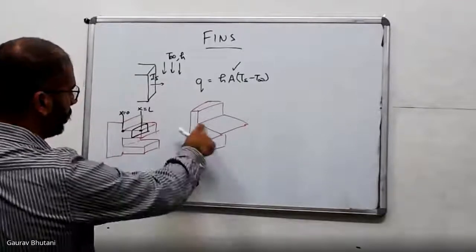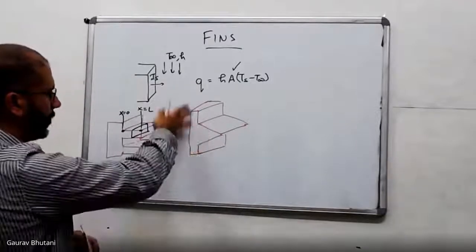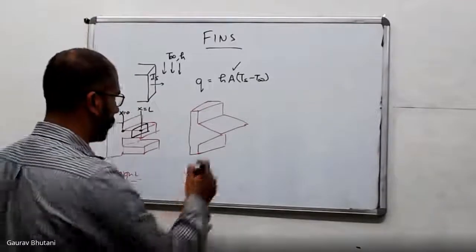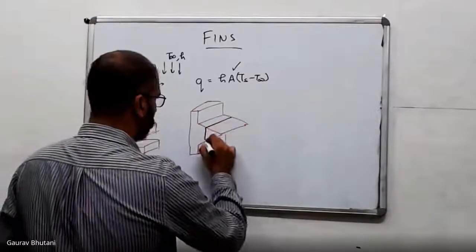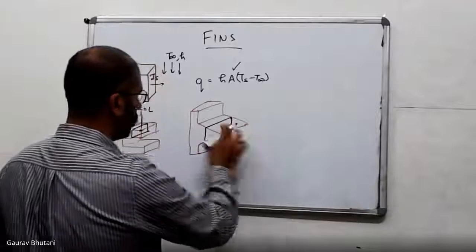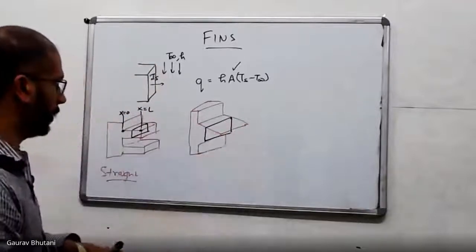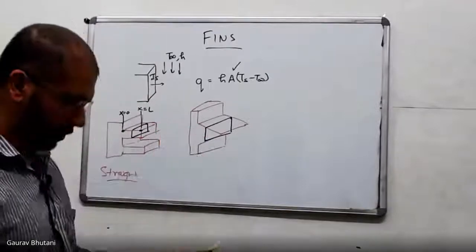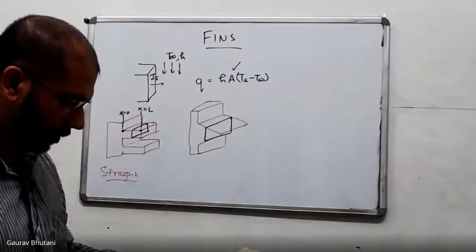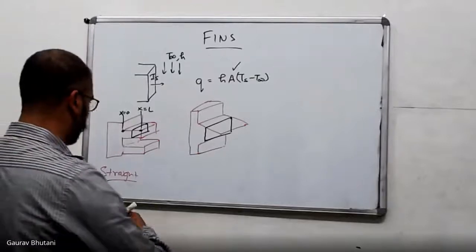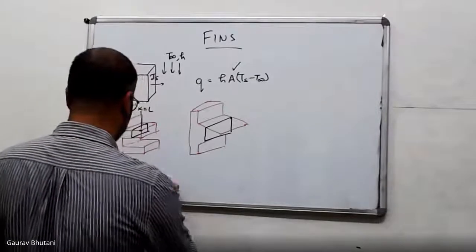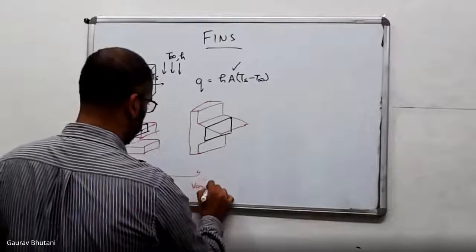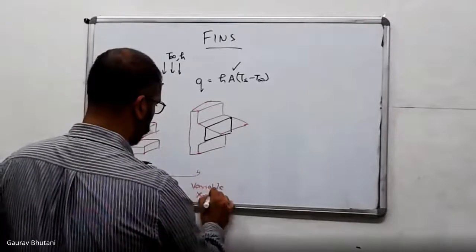In this case, you have a triangular fin attached to the surface, and the fin cross-section is again a rectangle, but the cross-section area changes as you go from x equal to 0 to x equal to L. At x equal to L the cross-section area is 0, and at x equal to 0 it is the maximum. So this is called a triangular fin. Both are straight fins, but this one has a variable cross-section area.